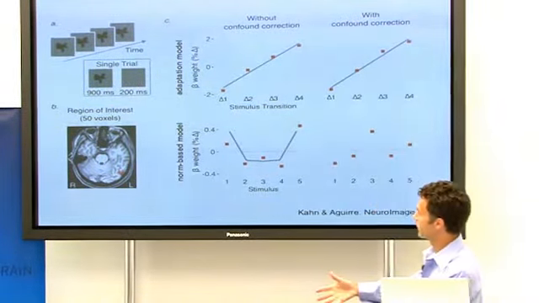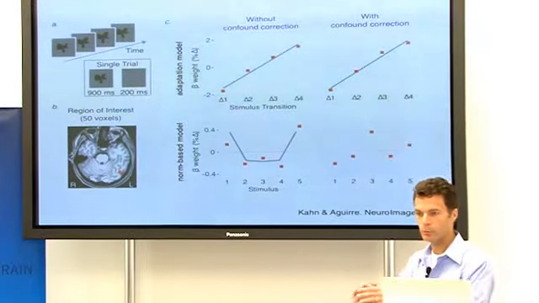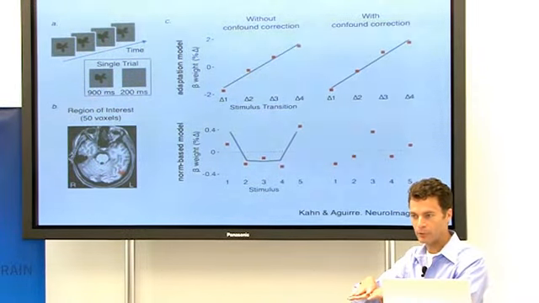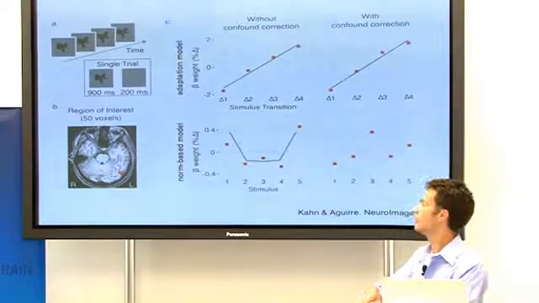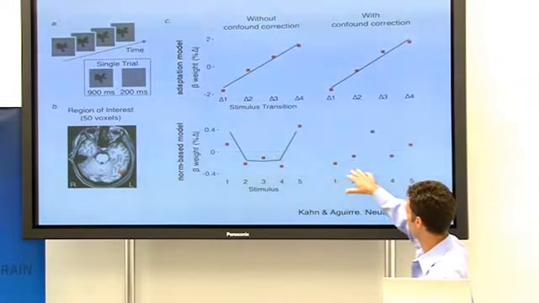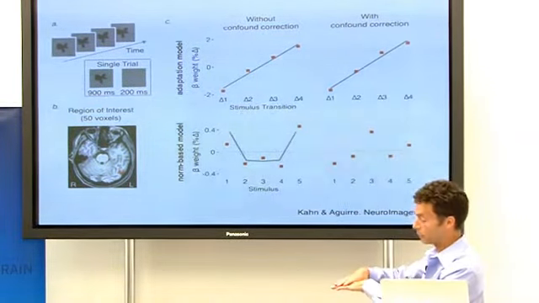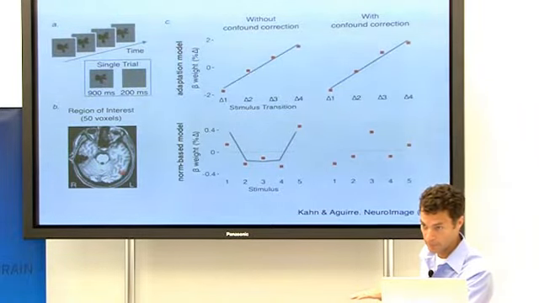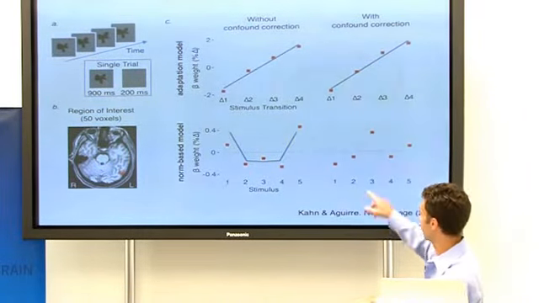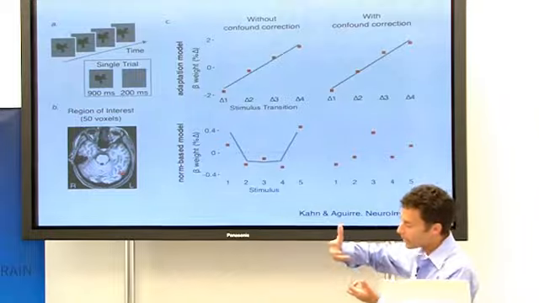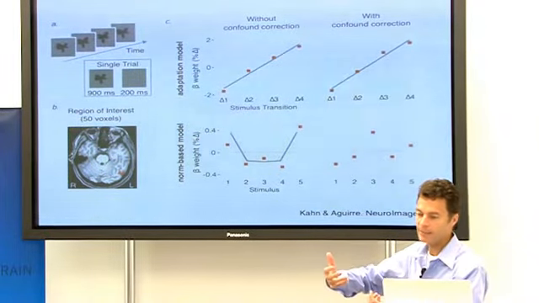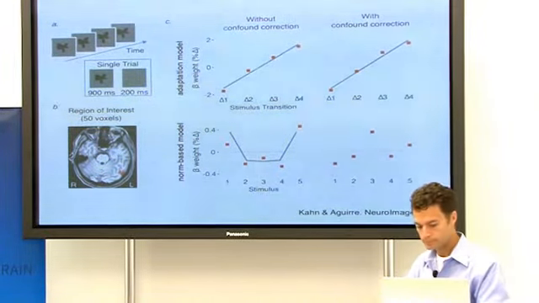But then if you do this correction that I'm going to talk about, where you model both effects simultaneously, statistically, you can show that what looked like a norm-based coding effect in this region goes away. Okay? So this is what I'm going to get into, that you can actually model these two things simultaneously and figure out which one is which.